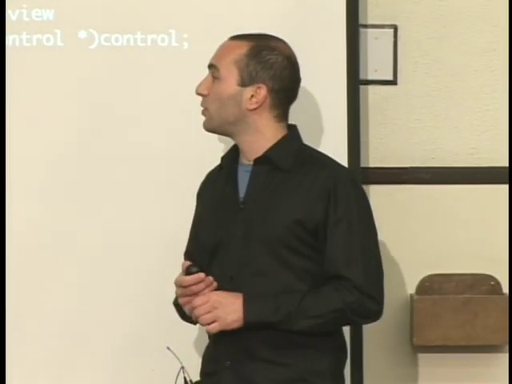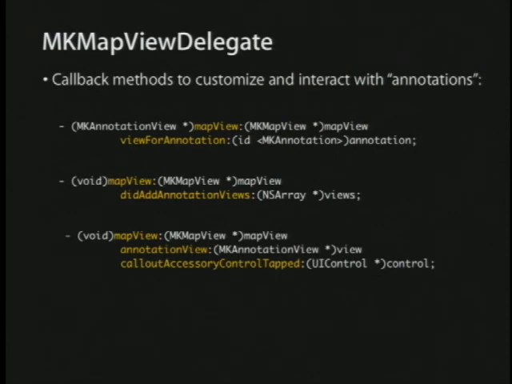The last one here is the annotation view callout accessory control tapped. One of the things you can do with an MK annotation view is customize it by adding callouts. And a callout is, I wish I had a diagram. If you tap on a pin on a map, sometimes it has the little red arrow that indicates, same kind of arrow you see in some list views, that if you tap on it there's more information. So this will tell you if one of those accessory views is tapped.